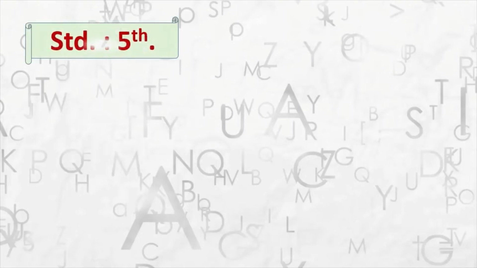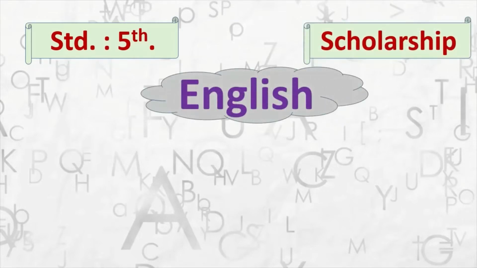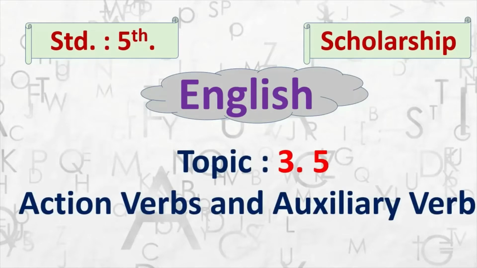So children, let us start with another lesson in standard 5th, and it is for scholarship, particularly scholarship English. The lesson that we are going to do today is the next lesson in your syllabus, that is topic number 3.5, action verbs and auxiliary verbs. Do you remember we were talking about verbs in the previous lesson as well? Now we are doing grammar, children. So we are going to learn a lot about noun, verb, etc.